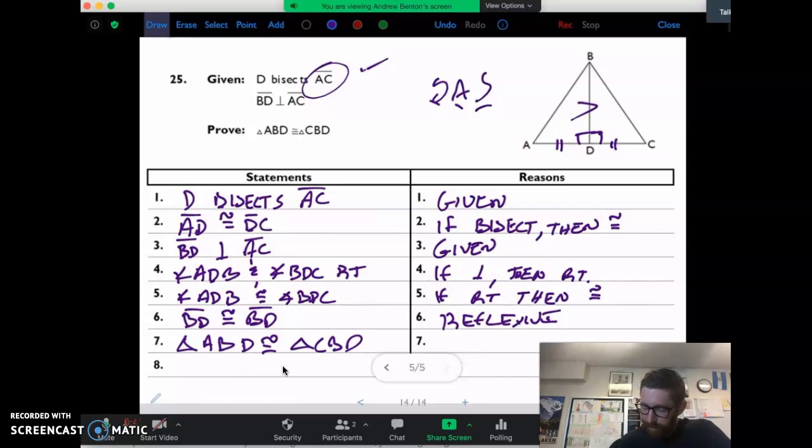That's why it's always nice to have this step right here, step number 5 again. Because if it were a hypotenuse leg, we wouldn't have had to have it. But since it's side angle side, we're going to need that congruency statement to prove those angles congruent, side angle side. Okay. Good stuff. Try this. Check your answers.